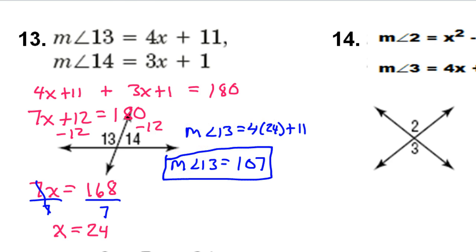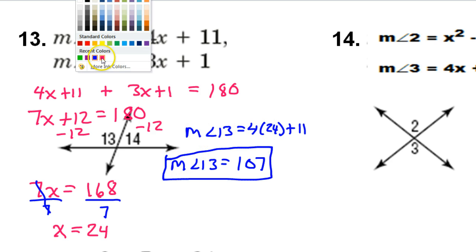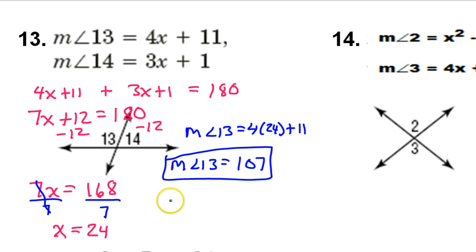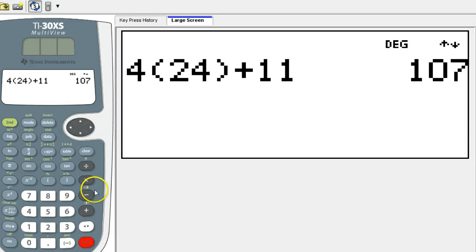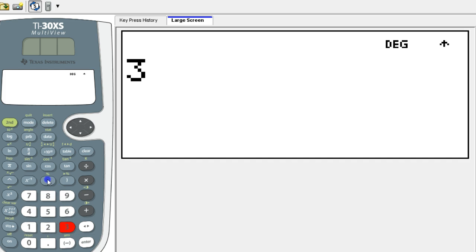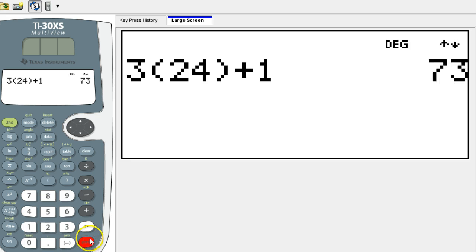We could do the same thing to find the measure of angle 14. That's 3x plus 1, so that's 3 times 24 plus 1. That's 73.